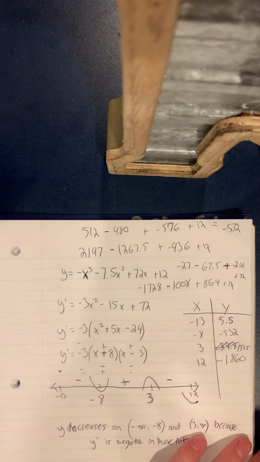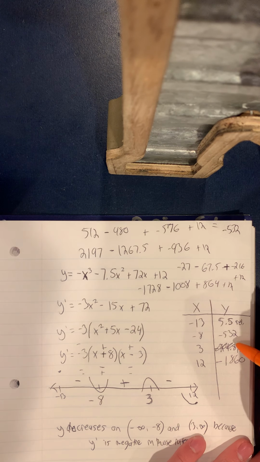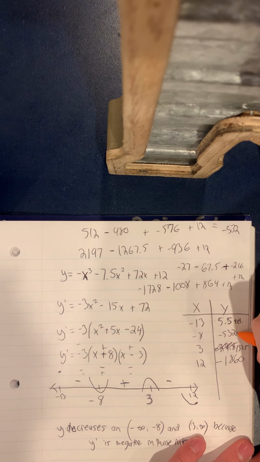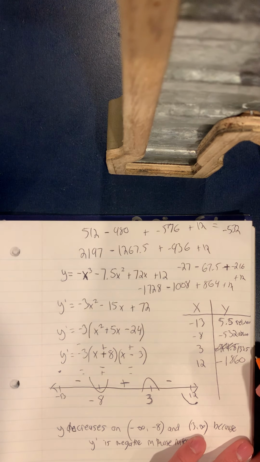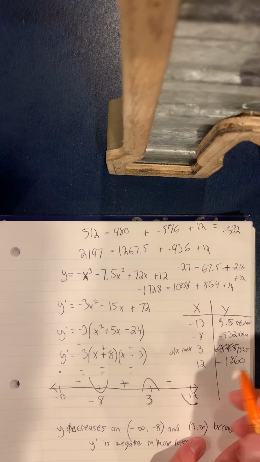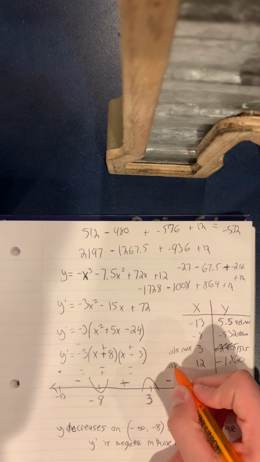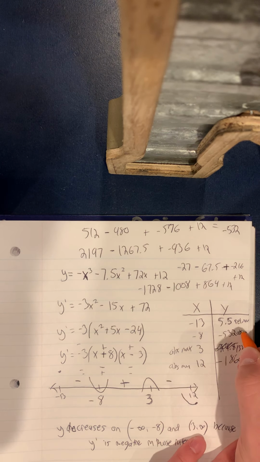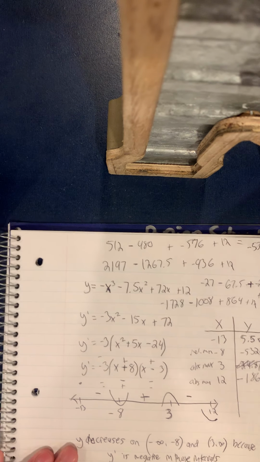Okay, so at negative 13 we said we had a max. That is going to be a relative. At negative 8 we have an absolute min, relative max. At 3 we have an absolute max. And at 12 we have an absolute min. So at negative 8 there's actually a relative min. All right, now for our explanation.